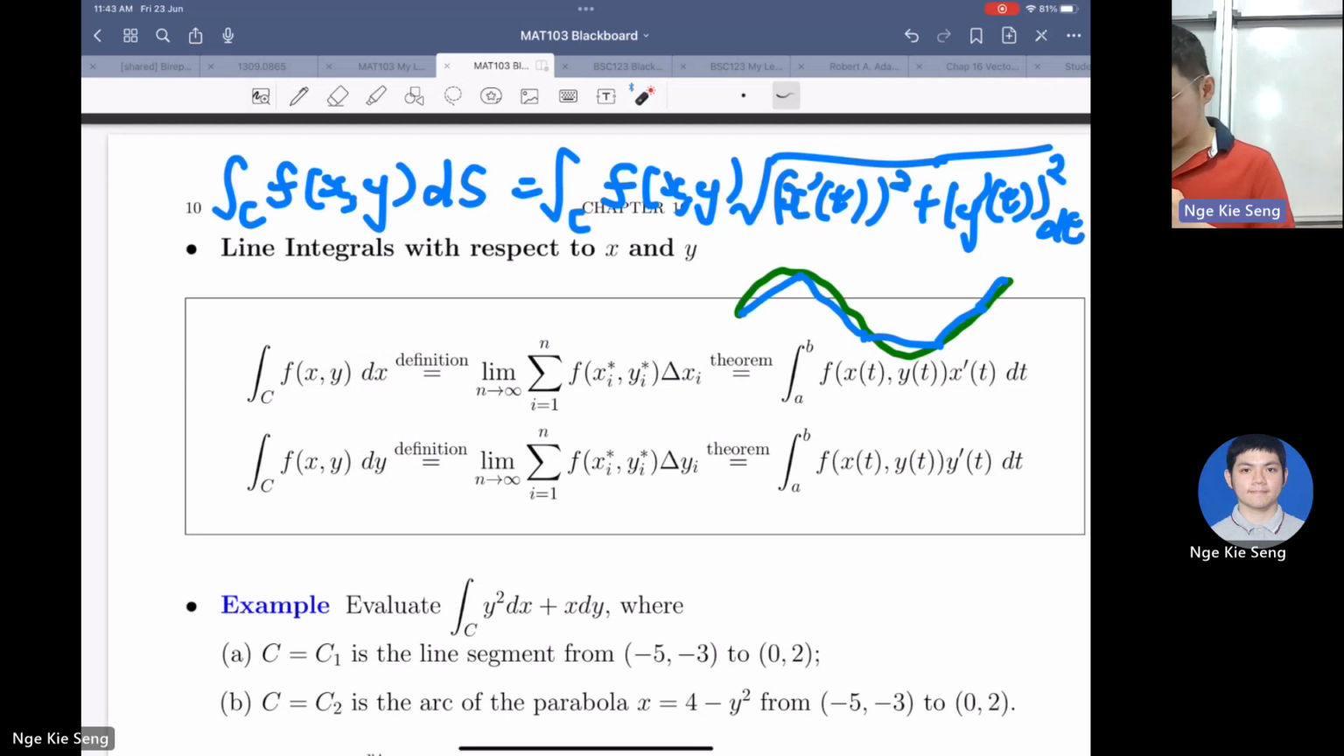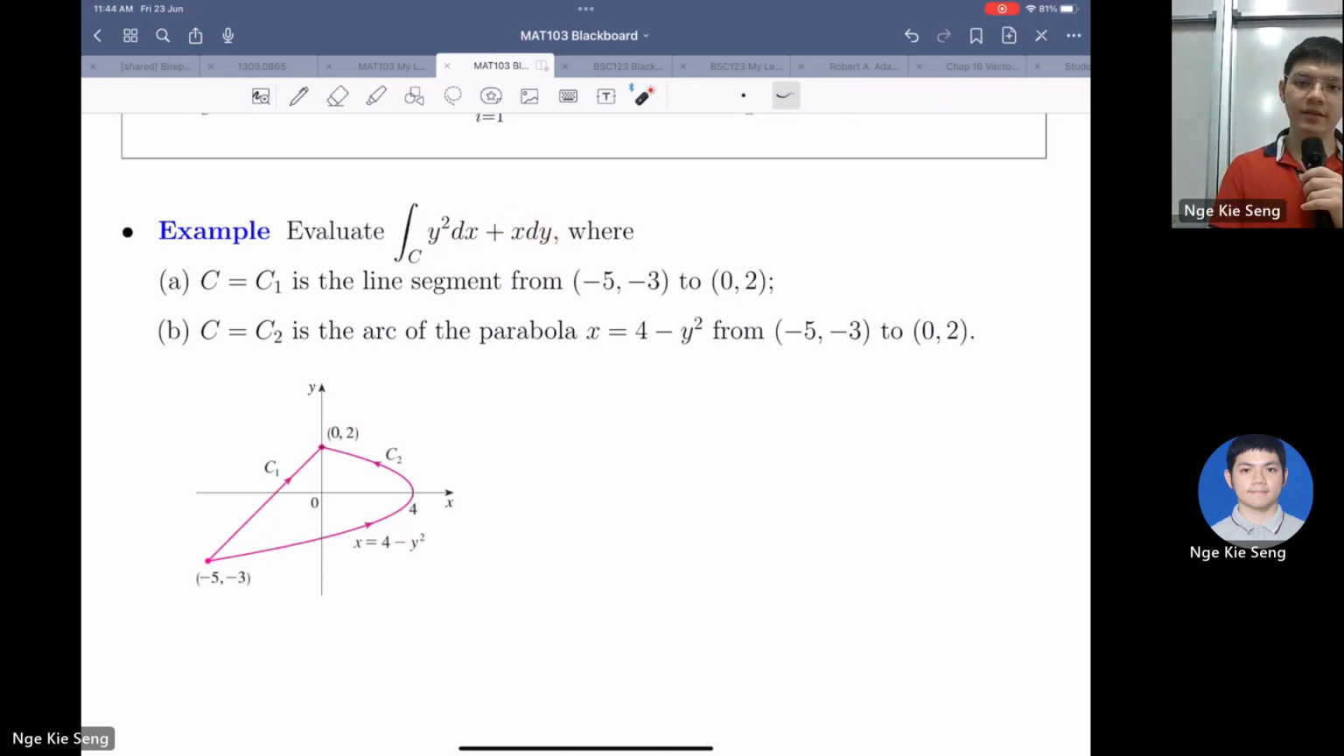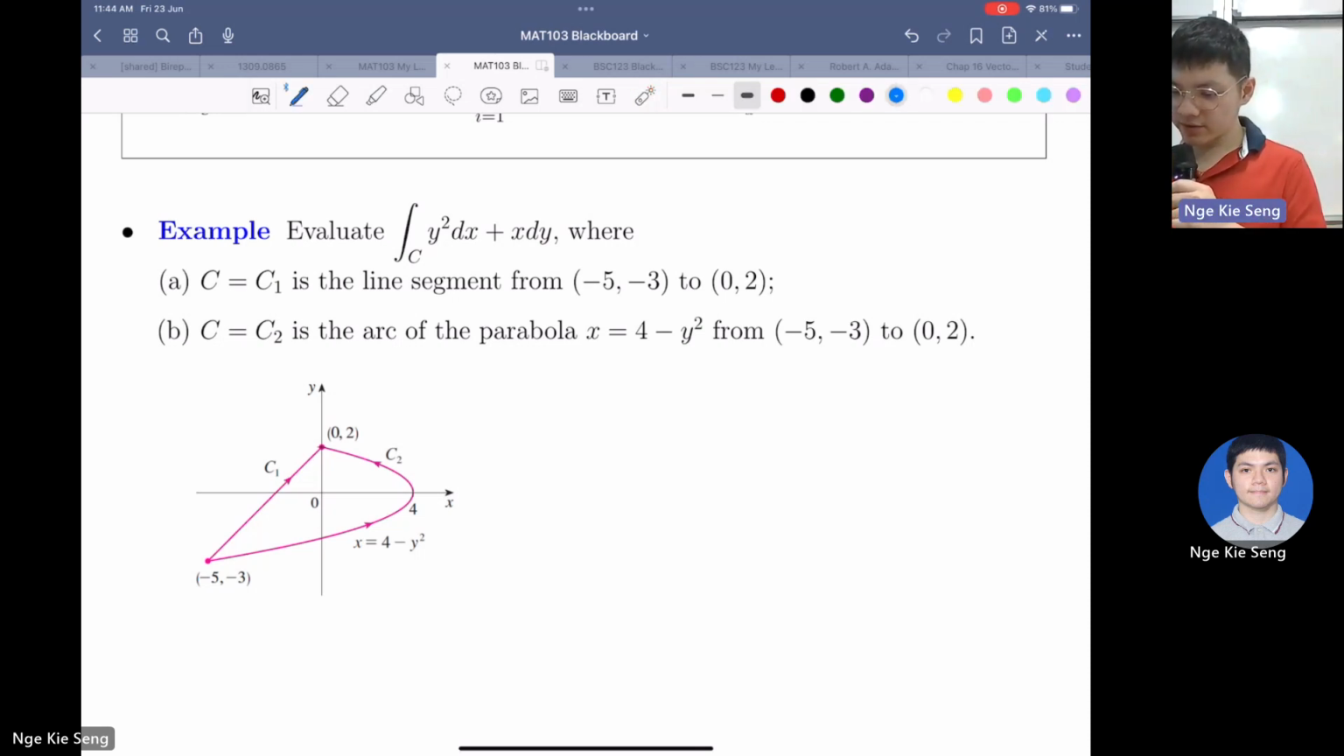Okay, so let's do an example here. Let's evaluate y squared in the x direction and x in the y direction. So first do C1 and then later do C2. So let's do C1 first.